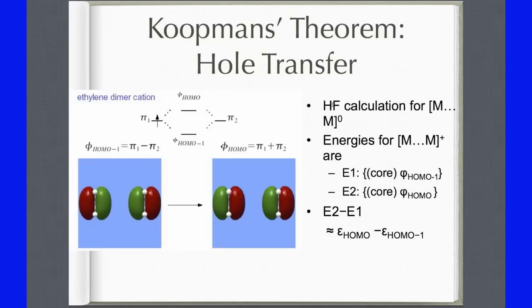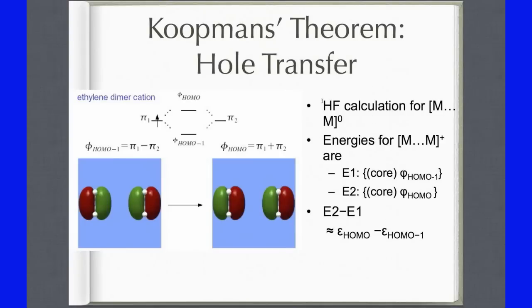So the key is to perform a calculation for the dimer in the neutral closed shell form. Now we use Koopmans' theorem to infer the energy for a cation radical. For that dimer molecular configuration, the first one is you take the electron out from the HOMO, or you can take the electron out from the HOMO-1. So the energy difference of these two configurations will be the energy difference of these two orbitals if you use Koopmans' theorem.